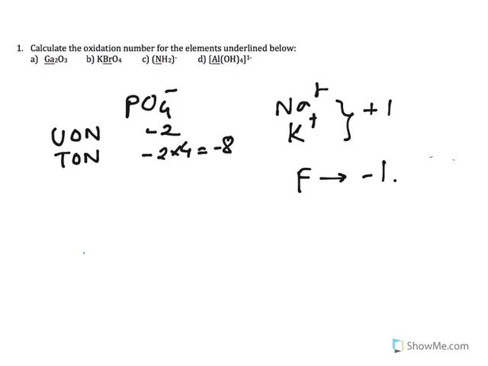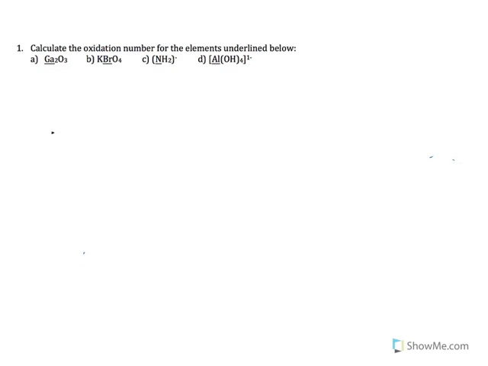Now that we're set with the basic rules, we can work with the example we are given. For the first part of the question, we have Ga2O3.